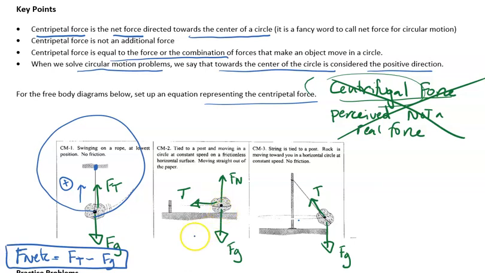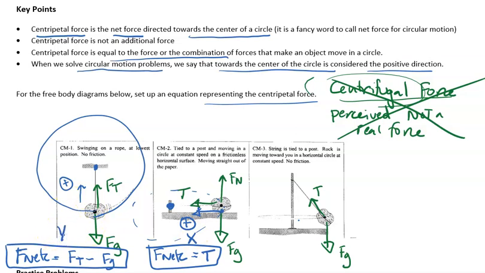For the next one, it's moving on a horizontal surface. I can't draw my perspective quite right, but something like that, a horizontal circle. So the only force in the horizontal direction is just tension. And we'll say that to the left is the positive direction because that's where the center of the circle is. So if we set up F net C, it is just going to be tension. For this example, we're looking at the x direction for the F net C, and for the other example, we're looking at the y direction. Oftentimes in problems we do, the object will only be moving in a circle in just the x or just the y direction, which makes our life easier.